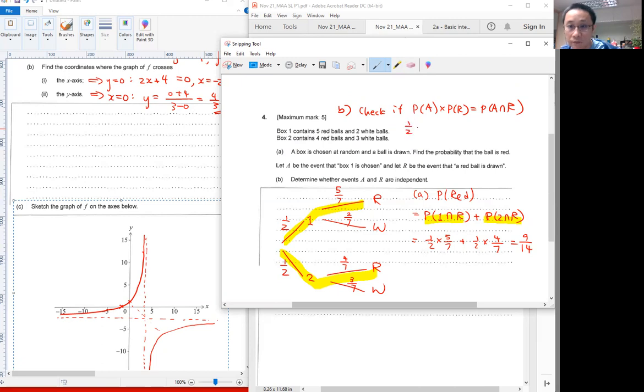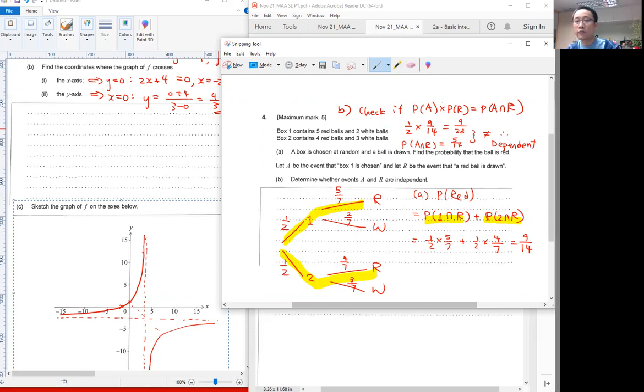Box 1 is chosen as half. P(R), we just figured out is 9/14. P(A and R). We just calculate the left-hand side and the right-hand side separately because that's the proper way to prove or disprove a mathematical relationship. P(A and R) is just basically the same as P(1 and R). So that's 5/14. They're not the same. Therefore, independent event. Oh, sorry, not independent events. So dependent.